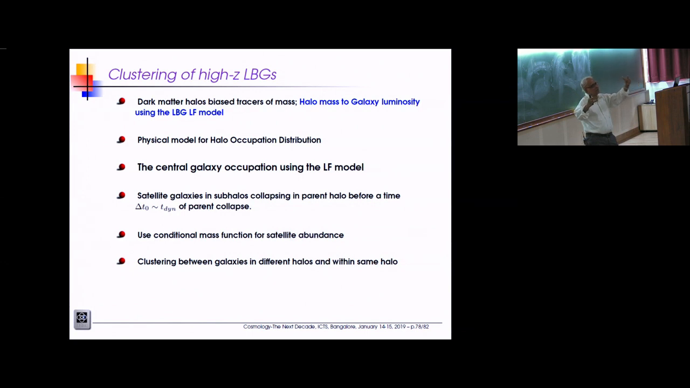We have a scheme for putting luminosity into these halos. And now we said that, okay, if this formed some time before the final collapse, it'll survive as a satellite. And so we could predict, at least with all our parameters, what this halo occupation distribution is. And then you can work out clustering basically between galaxies in different halos and within the same halo.